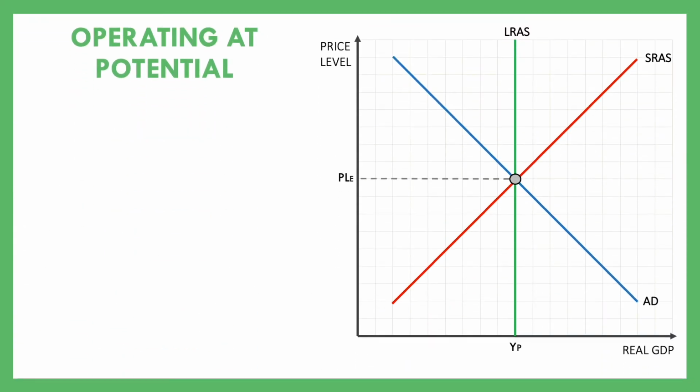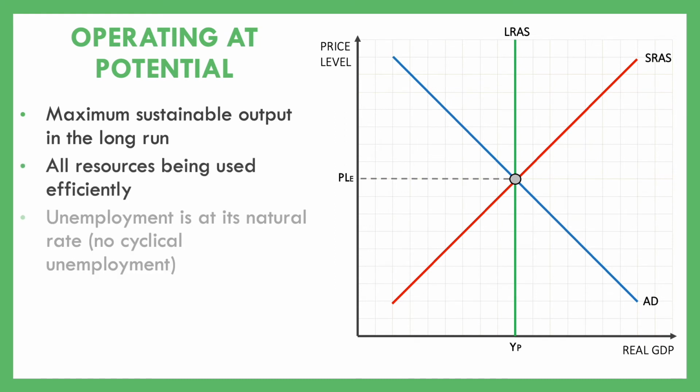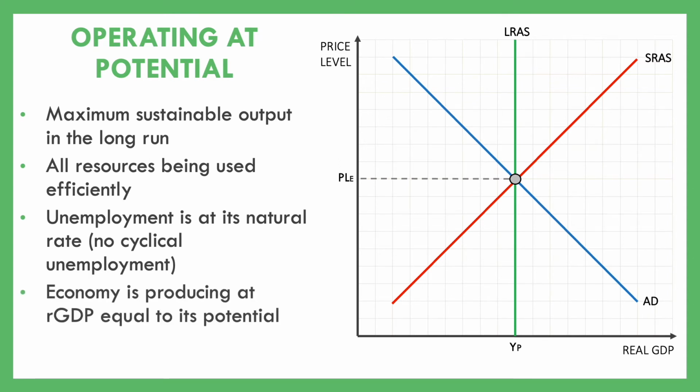And finally, we see that we might have a situation where we're operating at our potential. And we said that this is the maximum sustainable output in the long run. All of our resources are being used efficiently. We see that our unemployment is at its natural rate, which means we don't have any of that cyclical unemployment. And we say that our economy is producing at a GDP equal to its potential. And this is our goal. This is where we want to be. We want to be at that long run equilibrium wherever our aggregate demand curve intersects with our short run aggregate supply curve at the same point that we intersect with our long run aggregate supply curve.